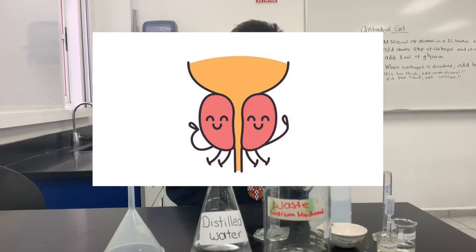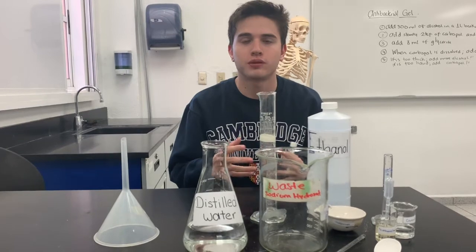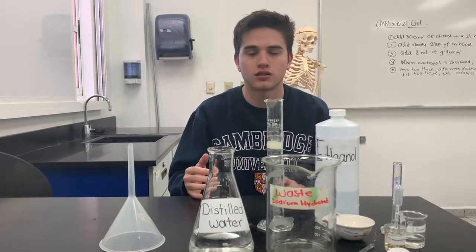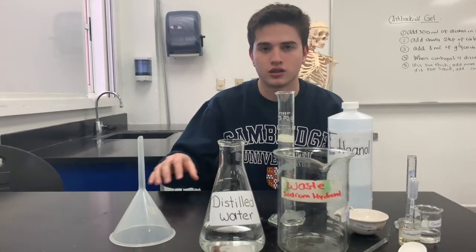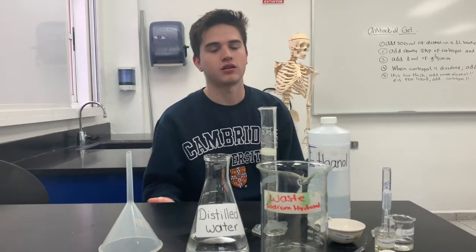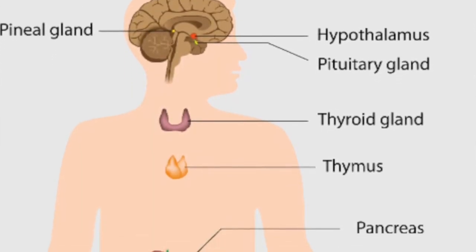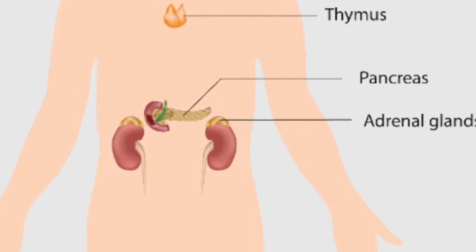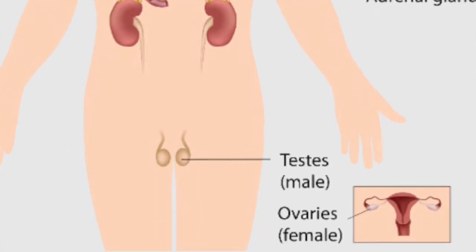The endocrine system is the system in our body in charge of chemical messages, which consist of feedback loops made of hormones that are secreted by different glands of the body into the bloodstream and are transported to their target organs. The organs which the endocrine system consists of include the hypothalamus, the pituitary gland, the thyroid gland, the adrenal gland, the testes, the pancreas, the ovaries, and the pineal gland, and that's it.